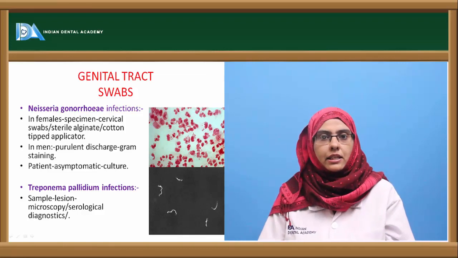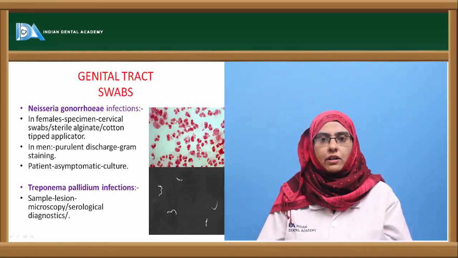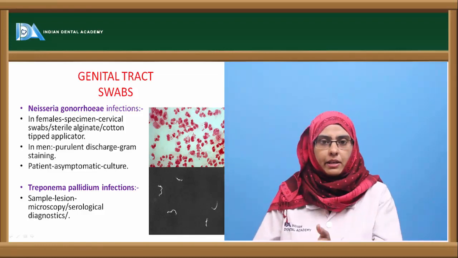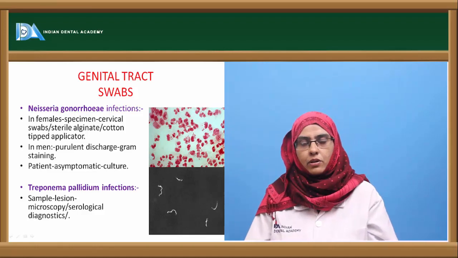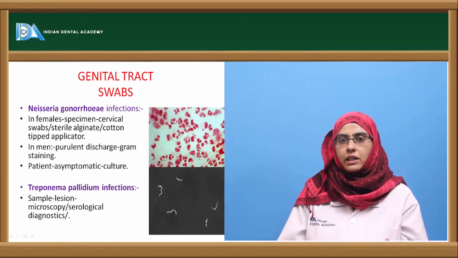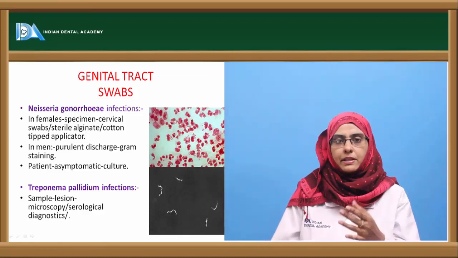In the culture, Thayer-Martin medium is used to identify Neisseria gonorrhoeae, and these grow. After the growth, they can be observed under the microscope as diplococci. So this is suspicious of Neisseria gonorrhoeae or gonococcal disease. The best method to collect the specimen is the swab.